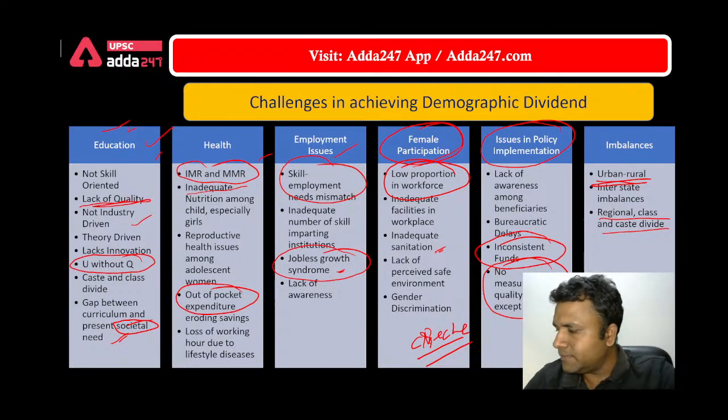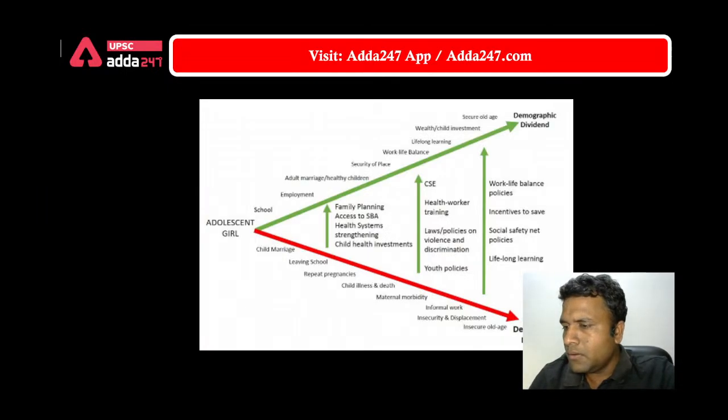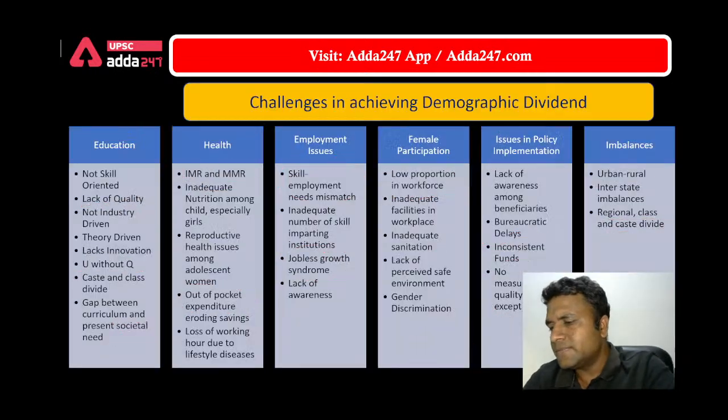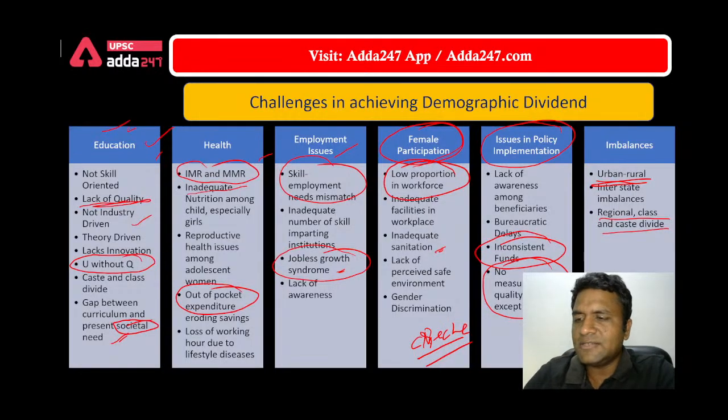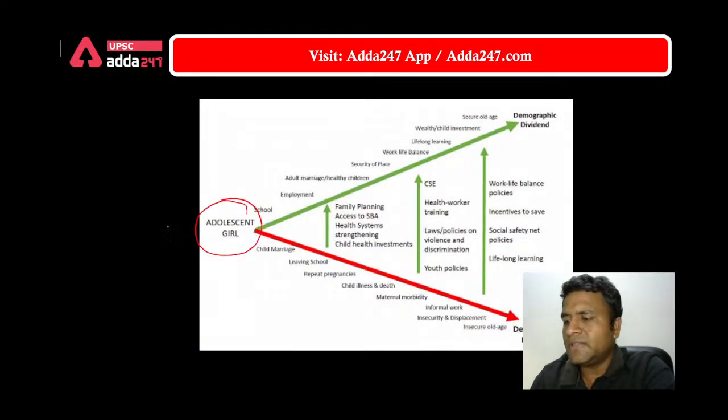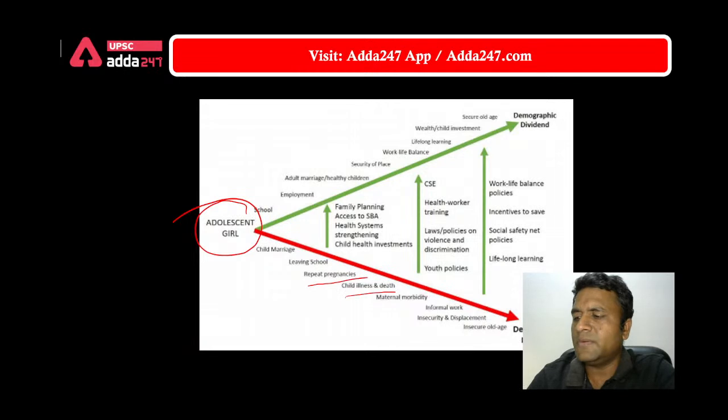So these are the basic challenges that are there in this demographic dividend. In addition, these are the challenges to the demographic dividend. We have tried to explain it with reference to an adolescent girl, and instead of adolescent girls, if you remove some of those things like repeat pregnancy, child illness and death, maternal morbidity, it applies to even men. It applies to anyone actually.